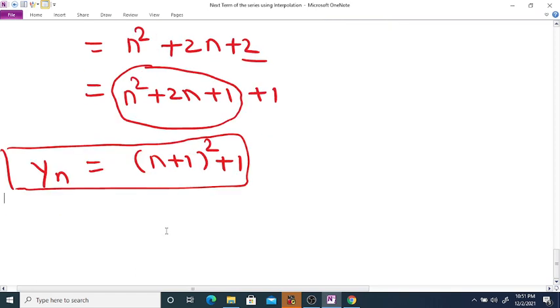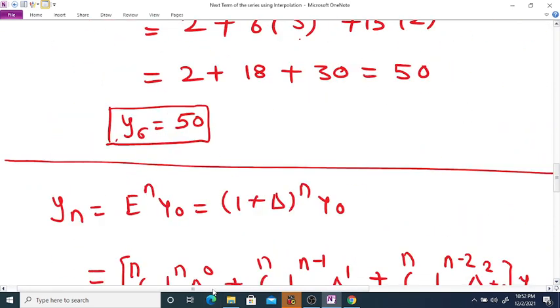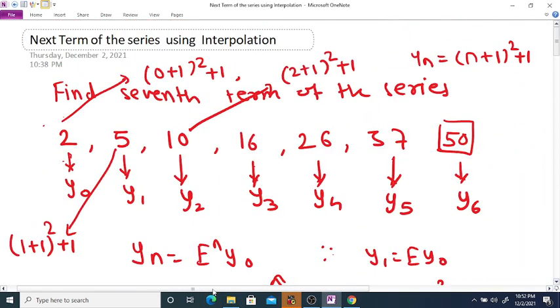You can verify here. What is y0? y0 is equal to 0 plus 1 bracket square plus 1, which is equal to 2. What is y1? y1 is equal to 1 plus 1 bracket square plus 1, so this is equal to 4 plus 1, which is 5. So the general term of this series 2, 5, 10 is yn equal to n plus 1 bracket square plus 1.